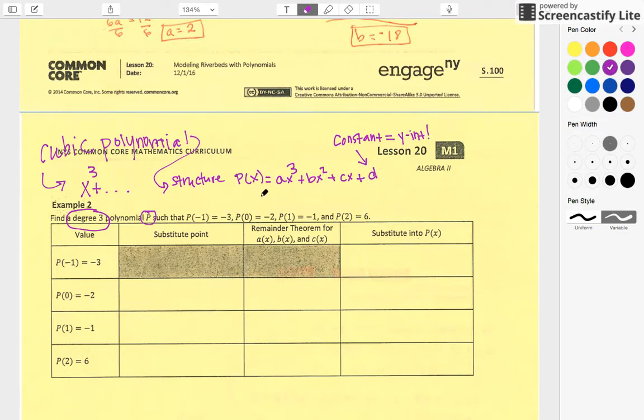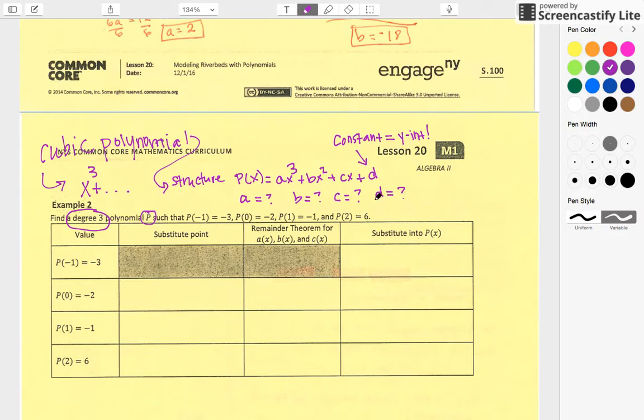Now, think of this like a puzzle, okay? Our end goal is to figure out what the equation is, but then we want to figure out what the little pieces are that we need. We need to know what a is. We don't know what that is. We want to know what b is. Don't know what that is. We want to know what c equals, and we want to know what d equals.